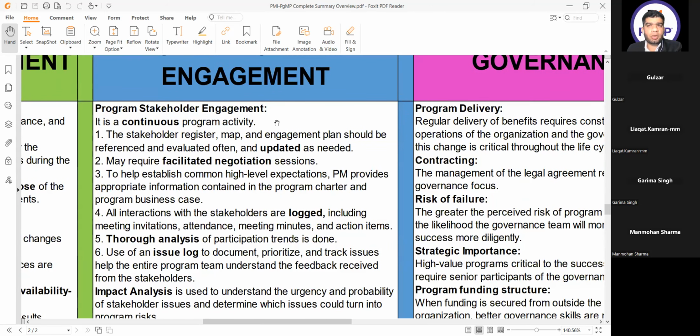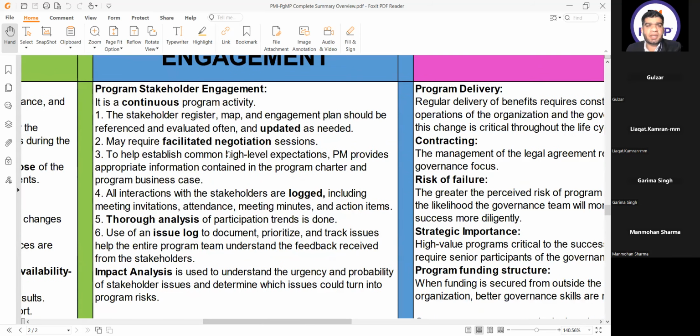Then we do program stakeholder engagement. It is a continuous program activity. The stakeholder register, map, and engagement plan should be referenced and evaluated often and updated as needed. It may require facilitated negotiation sessions to help establish common high-level expectations. The program manager provides appropriate information contained in the program charter and program business case. All interactions with the stakeholders are logged, including meeting invitations, attendance, meeting minutes, and action items.